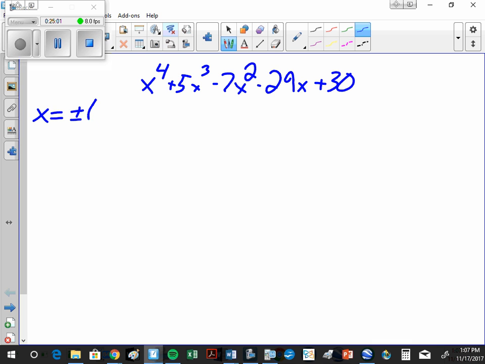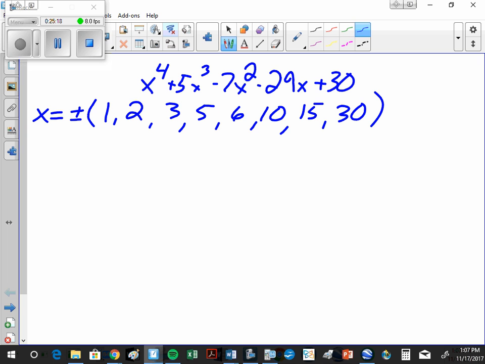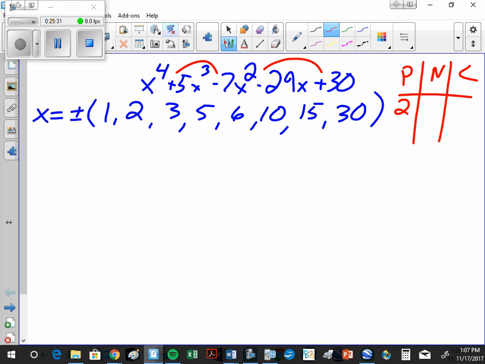x could be plus or minus 1, 2, 6, 10, 15, and 30. Everybody understand that? Let's count the sign changes. 1, 2 positives. So 2 positives. And then we flip all of the ones that have an odd exponent. So this one stays, that one flips, this one stays, this one flips, and this one stays. And then I recount 1, 2. So 2, 2, and 0.